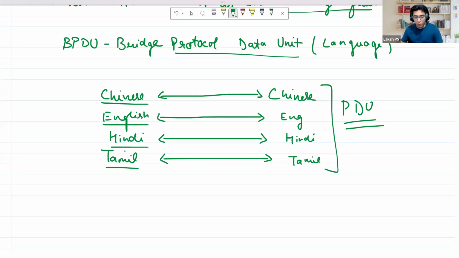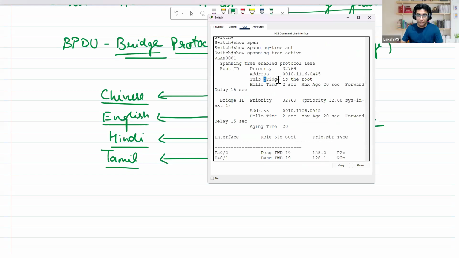So similarly, for spanning tree also, there is a language. There is a PDU, which is called bridge PDU. We just saw on the root switch number 1, it says bridge. Earlier, switches were called bridges. The first term that was given to a switch was not switch. It was called a bridge. It is a bridge to connect different devices. That is why it was called bridge. And this same term has been passed down generation after generation, even after the evolution of networking so much, right?